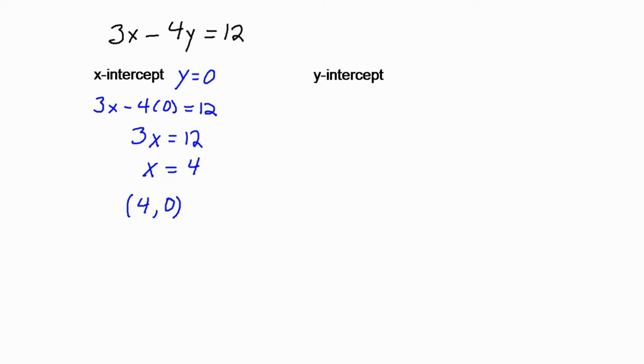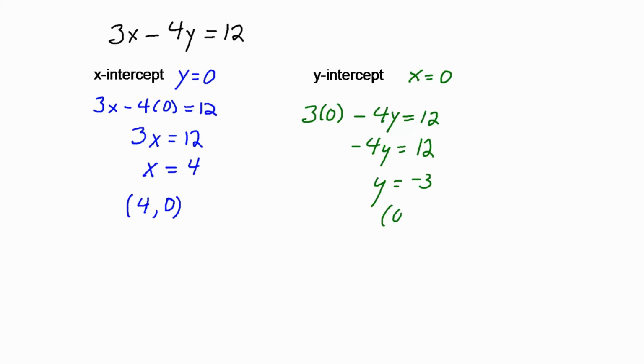To find our y-intercept, we're going to let x equal 0. So we substitute 0 in for x. So we have 3 times 0 minus 4y equals 12. This simplifies to negative 4y equals 12. Divide both sides by negative 4, y equals negative 3. So my y-intercept is 0, negative 3.